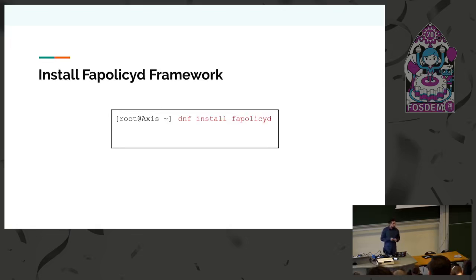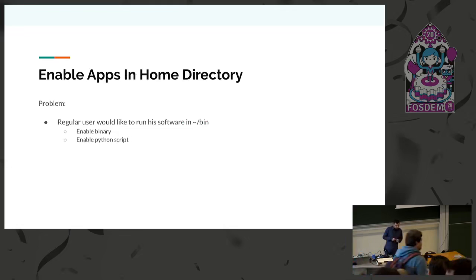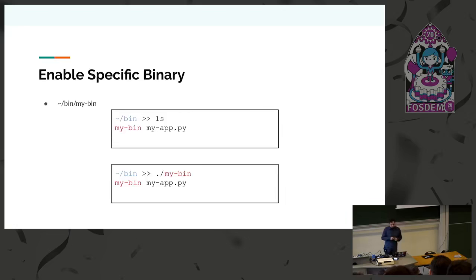We can install the Fapolicyd framework very easily on Fedora or RHEL. It's as simple as that. So let's try to run it. Let's imagine that we have some applications in the home dir, and we would like to run them even if they are not installed from RPM. So, for example, I have in my bin 2 applications.